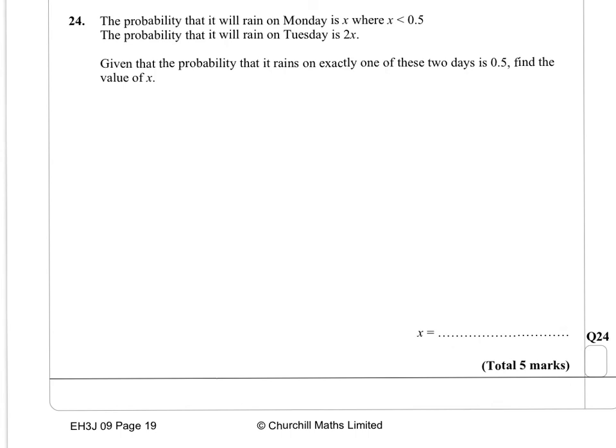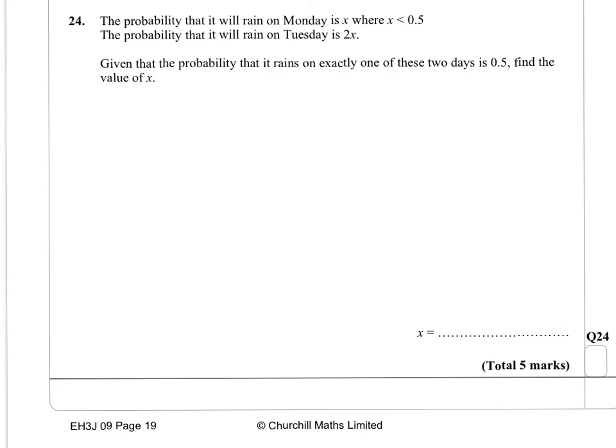Okay, so this one's a probability question. The probability that it will rain on Monday is X, when X is less than 0.5. The probability that it will rain on Tuesday is 2X. Given that the probability that it rains on exactly one of these 2 days is 0.5, find the value of X.